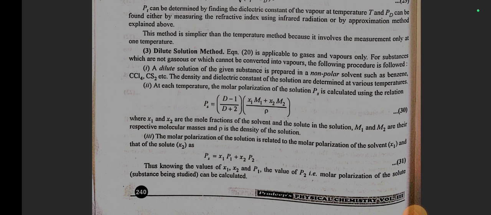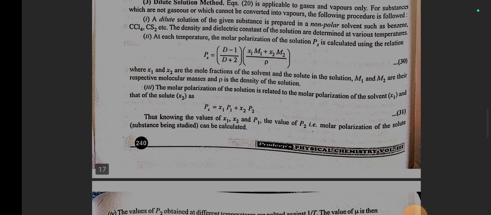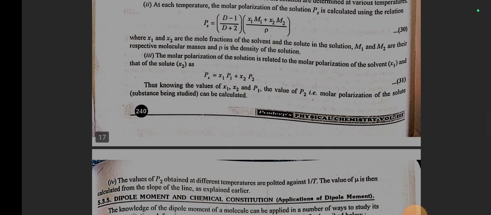Number 2. At each temperature, the molar polarization of the solution PS is calculated using the relation PS is equal to (D minus 1) upon (D plus 2) into (X1 M1 plus X2 M2) upon rho, where X1 and X2 are the mole fractions of the solvent and the solute in the solution, M1 and M2 are their respective molecular masses, and rho is the density of the solution.